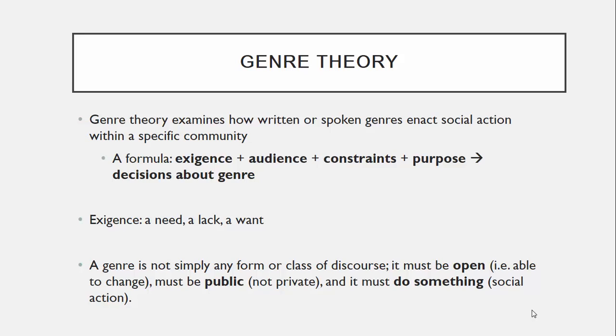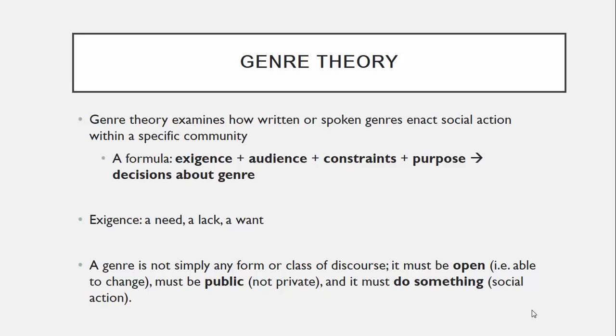Genre theory examines how written or spoken genres enact social action within a specific community, and it combines 4 elements. It's essentially a formula. We have exigence, we have the audience, we have constraints, and we have purpose. All 4 of these things combine together to yield decisions about genre. Exigence is what is leading you to want to communicate. It's defined briefly as a need, a lack, or a want.